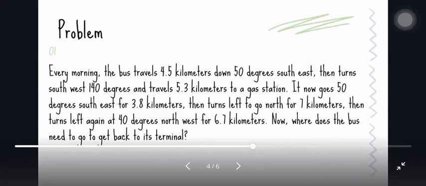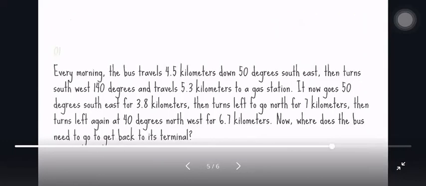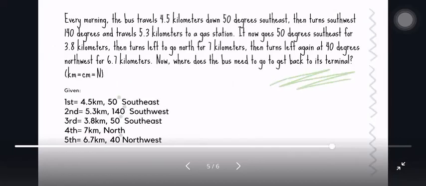Second is to get the givens. The first point is 4.5 centimeters, 50 degrees southeast. Second is 5.3 centimeters, 140 southwest. Third, 3.8 centimeters, 50 degrees southeast. And fourth, 7 centimeters going north. And lastly, the fifth point, 6.7 centimeters, 40 degrees northwest.